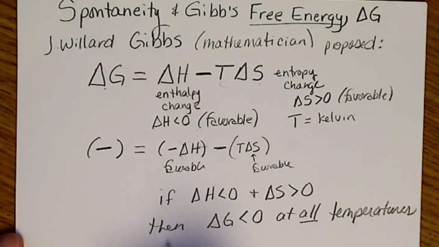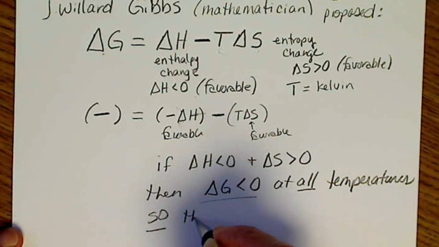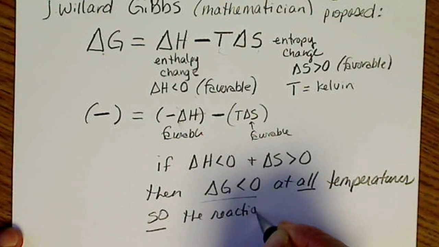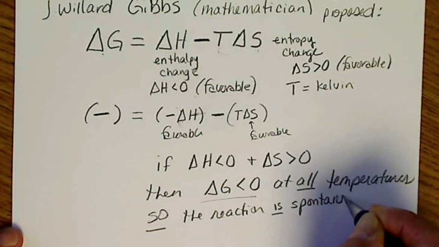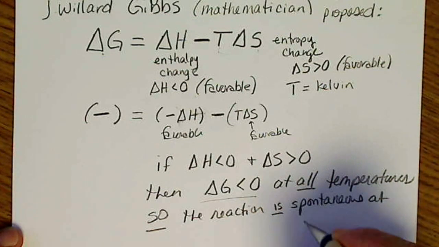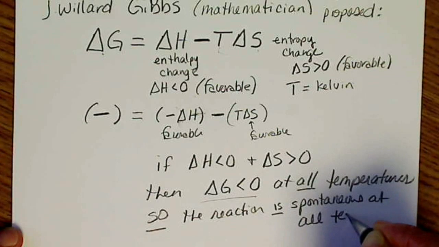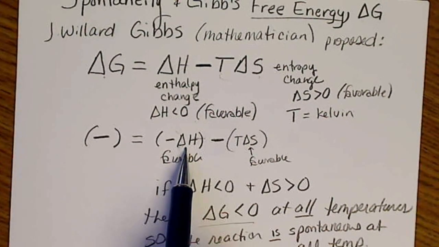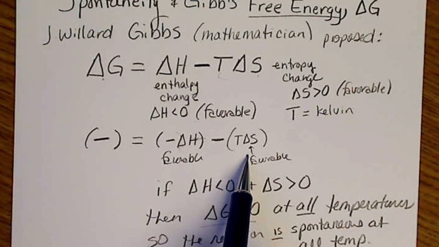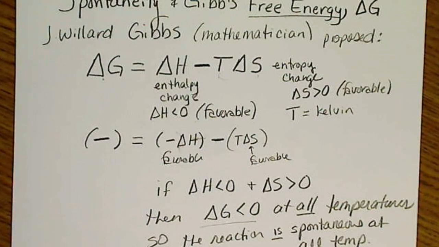So if delta G is negative, that means the reaction is spontaneous at all temperatures. So there would be no temperature where that reaction would go from non-spontaneous to spontaneous. Both terms are kind of in line with the way the universe wants to go.